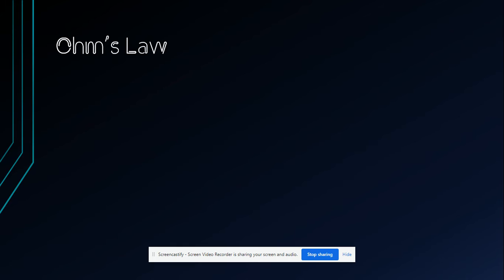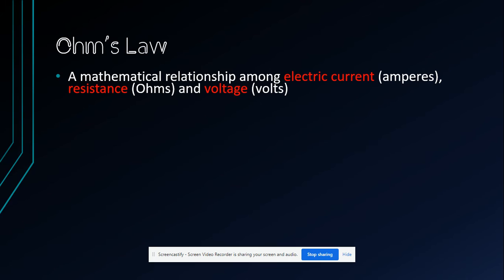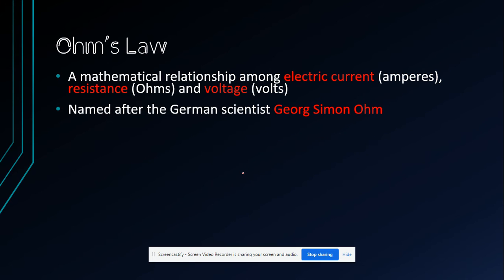Okay, so everything kind of revolves around Ohm's law, which is a mathematical relationship among electric current, also known as amperes or amps. I'm sure you've heard amps before. The resistance, which is measured in ohms, and voltage, which you know of as volts. It was named after the German scientist Georg Simon Ohm.